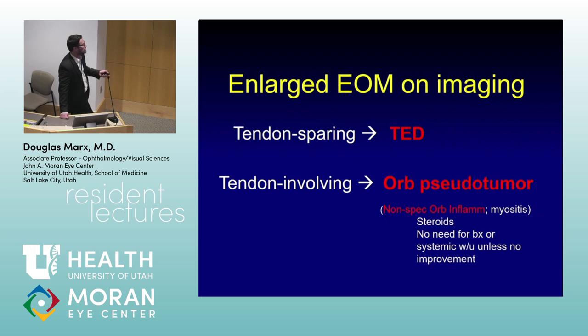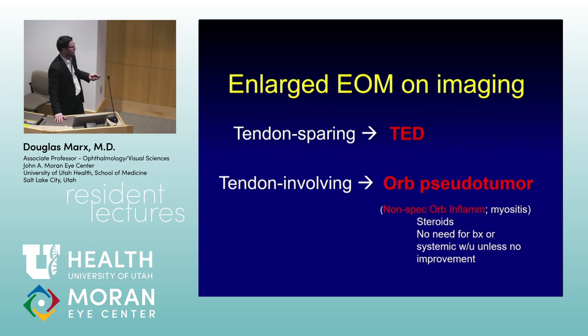Okay, so steroids are initially what we do with this. Typically in orbital pseudotumor, with the exception of IgG4 related disease, which we think is the equivalent of what we have called sclerosing pseudotumor for many years, they're usually very sensitive to steroids. I'd expect them to respond within 24 to 48 hours max, okay? You don't need to biopsy it initially. That's a big deal. If on scan it looks like non-specific orbital inflammation, you can do a steroid trial and that is considered reasonable.